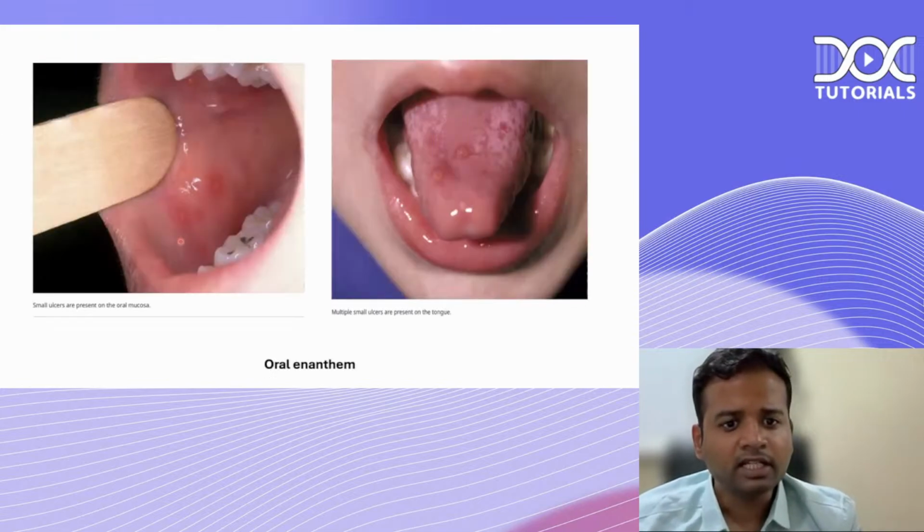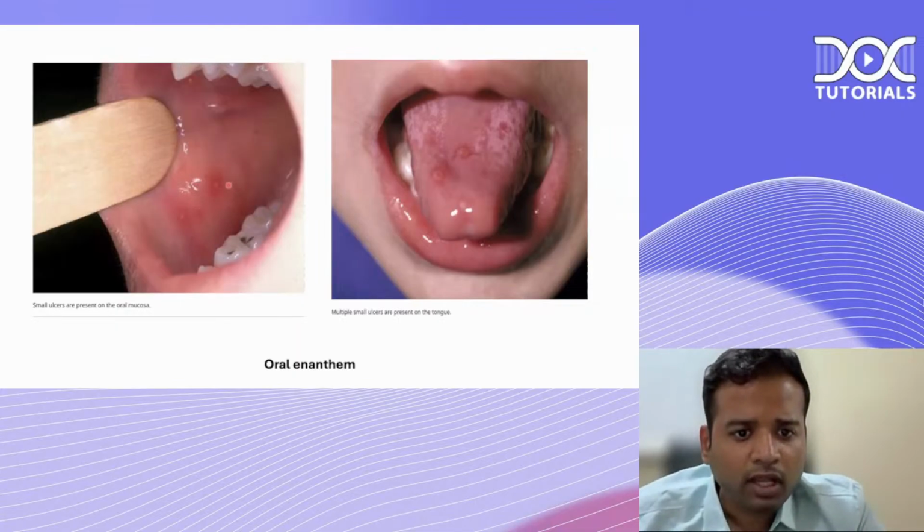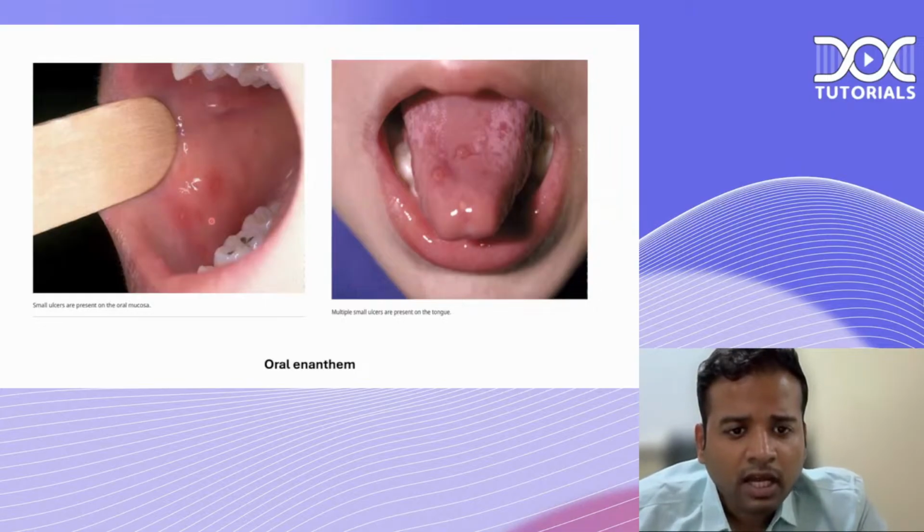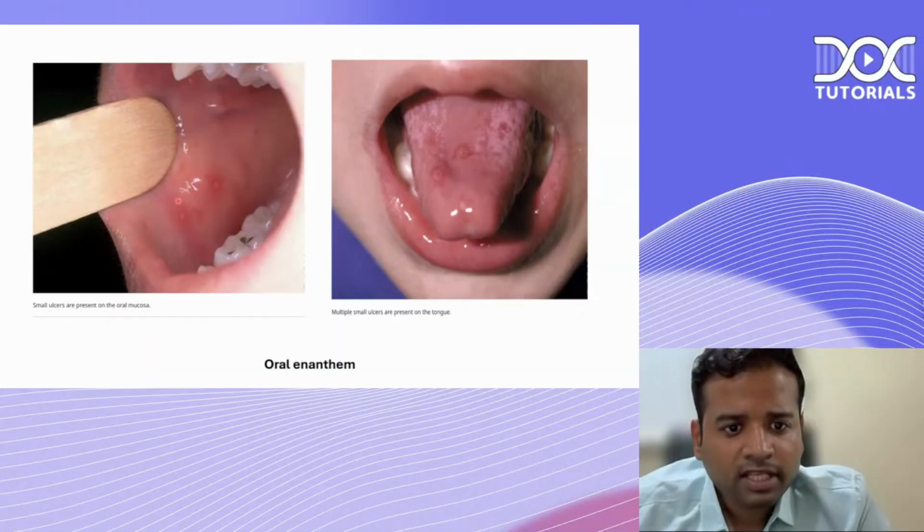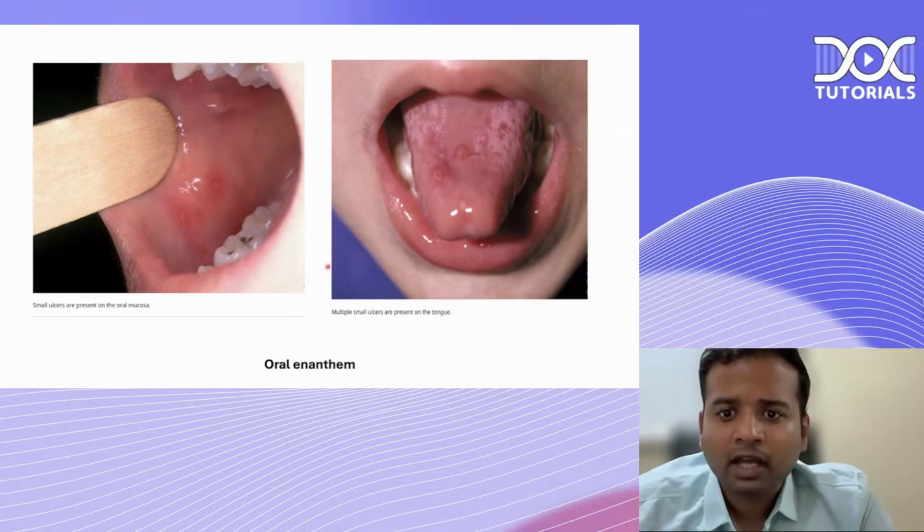So these are the initial presentation of a child or infant. They will present like you see in this picture, small ulcers are present in the buccal mucosa. These are very small ulcers, typically described as surrounded by a mild erythematous halo. If you see the small erythematous halo around the ulcers in the buccal mucosa, these are very typical of HFMD. And vesicular lesions are also seen.